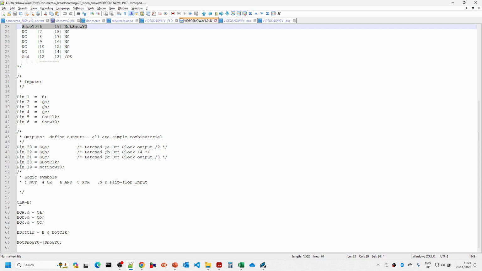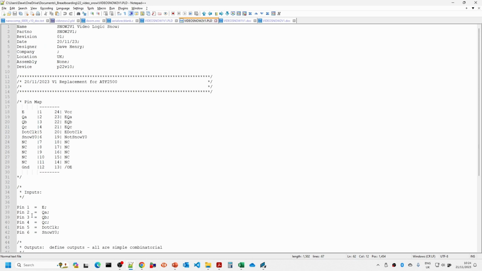So basically it's fairly simple. The clock is E. We're taking the D flip-flop input for EQA from QA, QB, QC, and the E dot clock signal is just the dot clock ANDed with the E signal. So when E is low, there will be no clock, and when E is high, we will get a clock. And then finally, this is just the inverter. So this particular chip's quite simple. We've got quite a lot of unused pins here, but because of this clocking requirement, we can't actually combine the two.